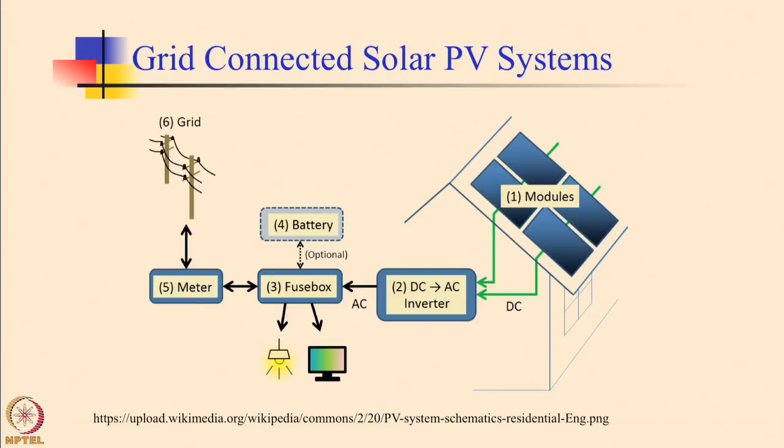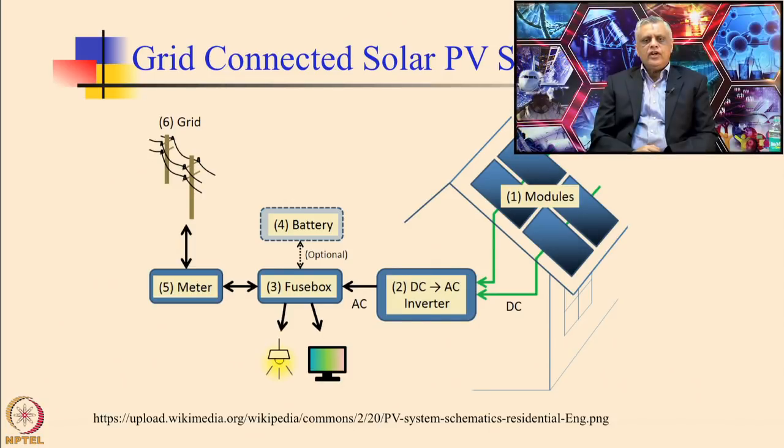Now, you will notice that apart from the fuse box which is used for protection, there is also a meter. The specialty of this meter is that it can measure power in both directions. So, basically you can measure the power which is coming from the grid into the household, or the power which is going into the grid from this household through this solar PV system. Hence, you are able to do what is called net metering and calculate the tariffs appropriately.